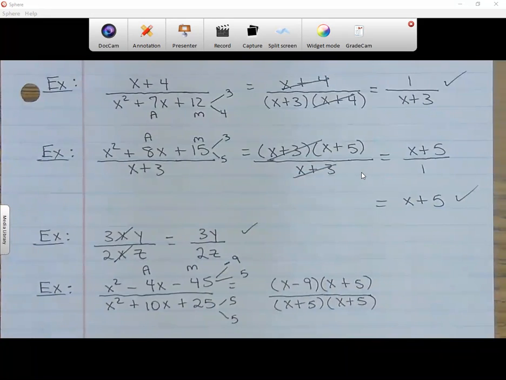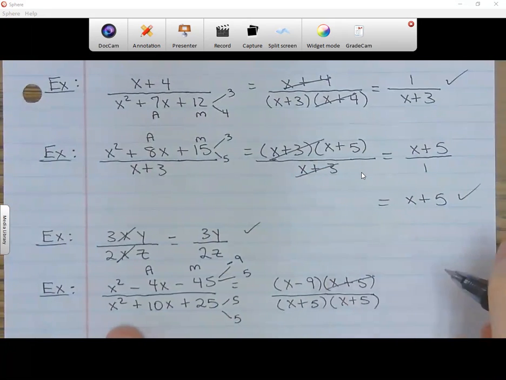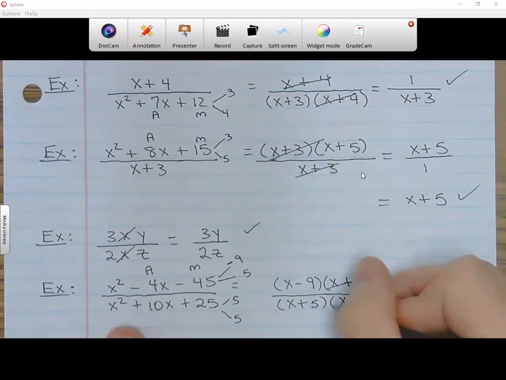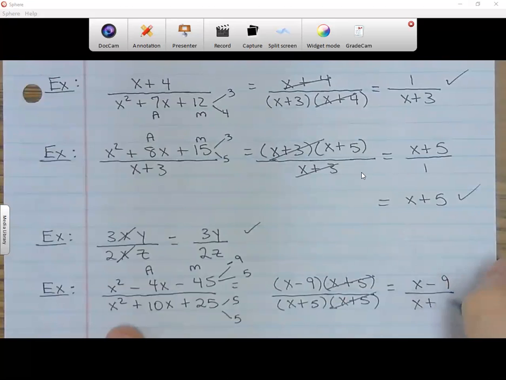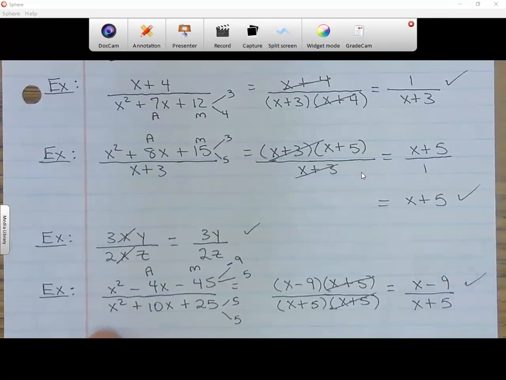All right, so what's the same on the top and bottom? The x plus 5s, right? If I cancel out 1 at the top, I can cancel out 1 at the bottom. So when I'm done, that just leaves me with x minus 9 over x plus 5. And that's it. Can't do anything else to it.